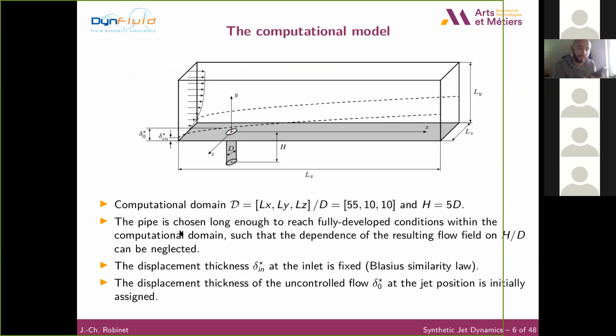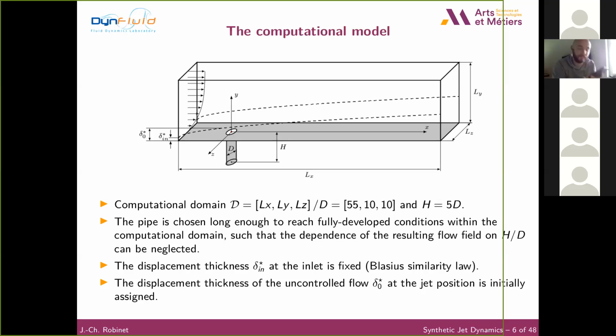For the computational model, I use a box large enough to be independent of the dynamics of the boundary layer and the jet. Typically, I have 35 lengths in the streamwise direction, 10 in the spanwise, and also 10 in the normal direction. The pipe is directly discretized and is chosen long enough to be independent of the initial condition within the computational domain, so that the dependence of the resulting flow on the ratio H over D could be neglected, because H is much larger than D.